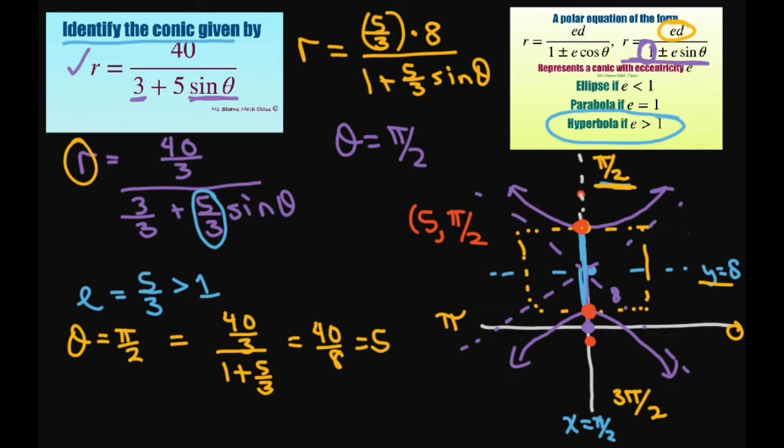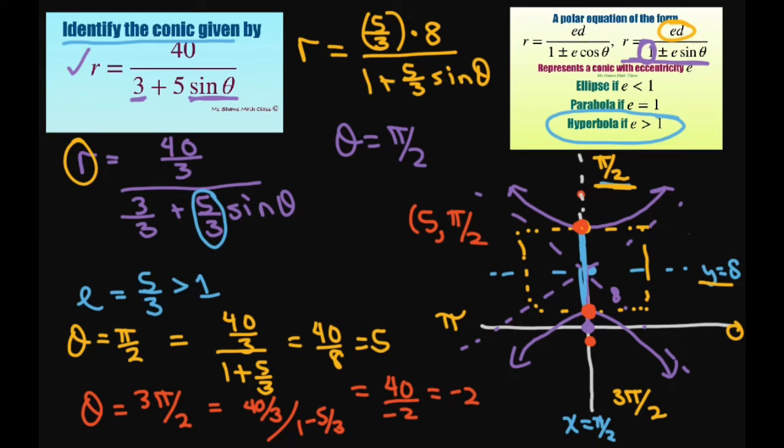Now let's look for this one. That would be theta equals 3 pi divided by 2. That's going to give you the same thing but minus. So 40 divided by 3, then you have 1 minus 5/3. And that's just going to equal 40 divided by -2, which equals -20. So this is vertex 1, and my other vertex is going to be -20 comma 3 pi divided by 2.